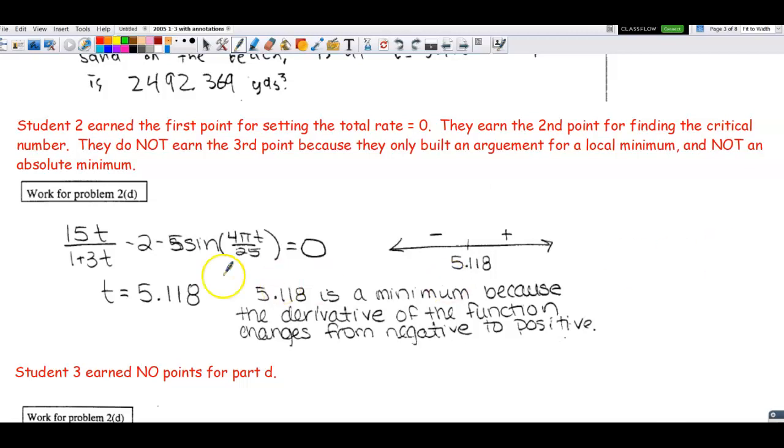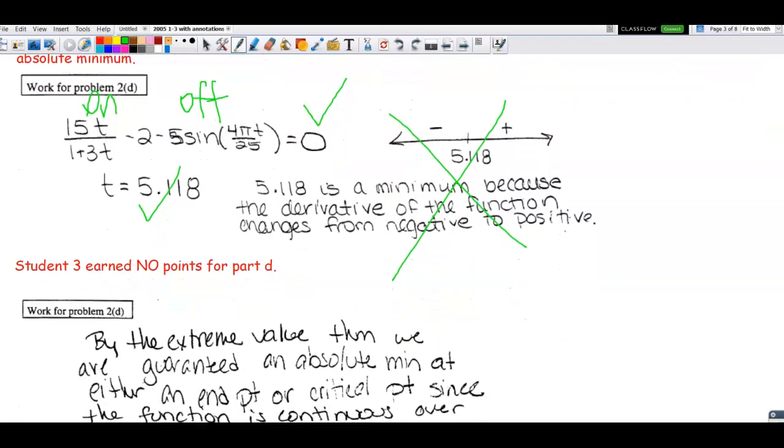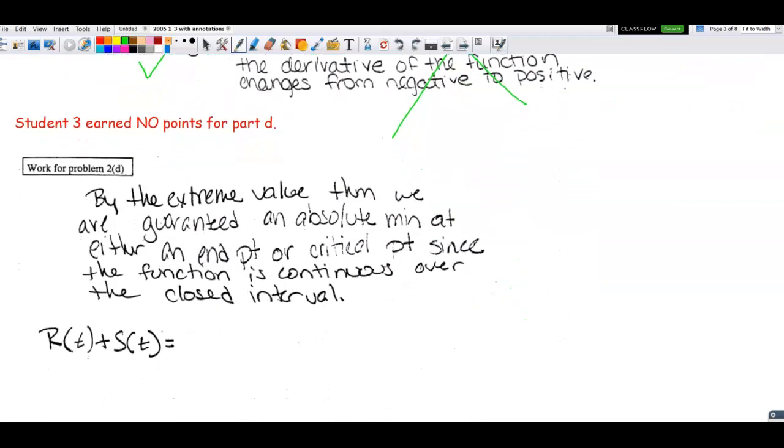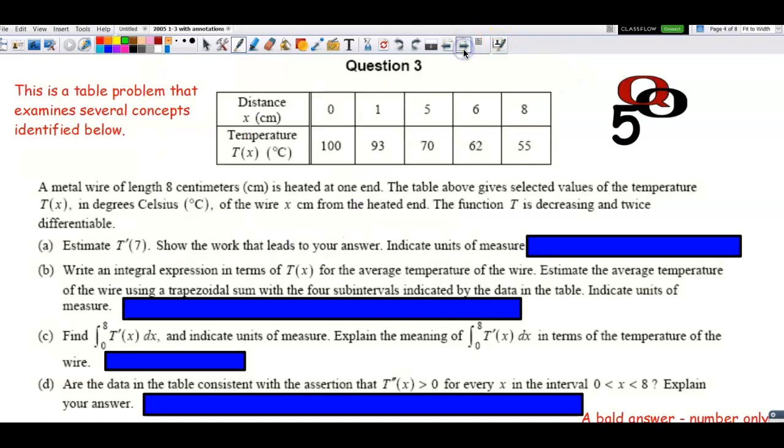Student number 2 took their overall rate. Instead of using the function names, which I would encourage you to do, the student did the on rate. So this is the on rate minus the off rate, and they set that equal to 0, so they get the first point. The student gets the second point for identifying the critical number, but they are not going to get the third point because they have only justified a local minimum, and we were looking for an absolute. They didn't discuss the endpoints, so pay attention to that. And then the third student earned no points. They knew that they were looking at extreme value theorem, but they just didn't know what to do.